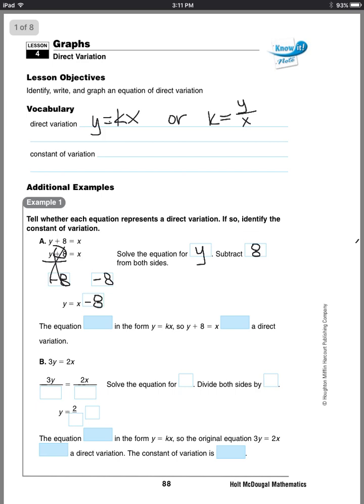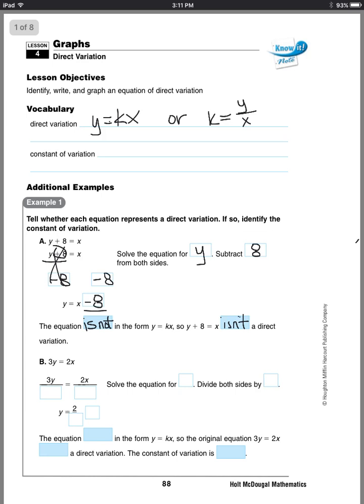Now we cannot do anything with those because they're not like terms. One has an x and one does not have a variable. So the equation is not in the form of y equals kx because we have this negative 8 hanging out at the end. So y plus 8 equals x isn't a direct variation.